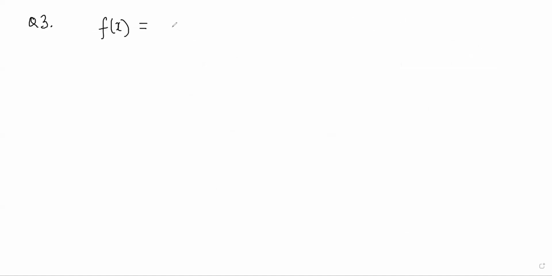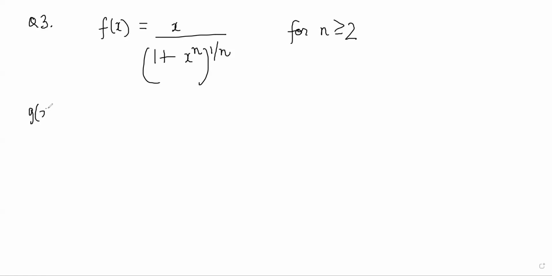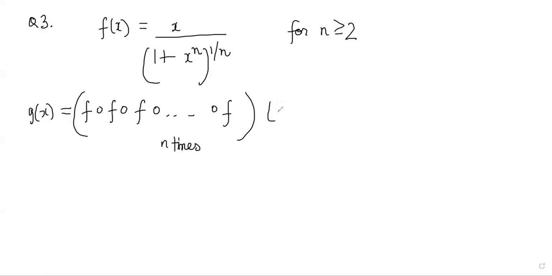f of x is equal to x by 1 plus x power n, whole power 1 by n, for n greater than or equal to 2, and g of x is equal to f composed n times of x. Then you have to find out the integral of x power n minus 2 times g of x dx.